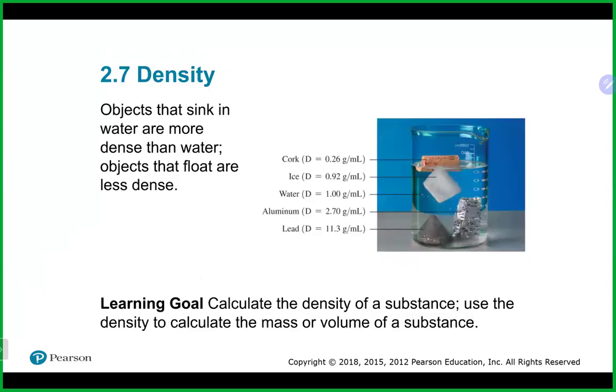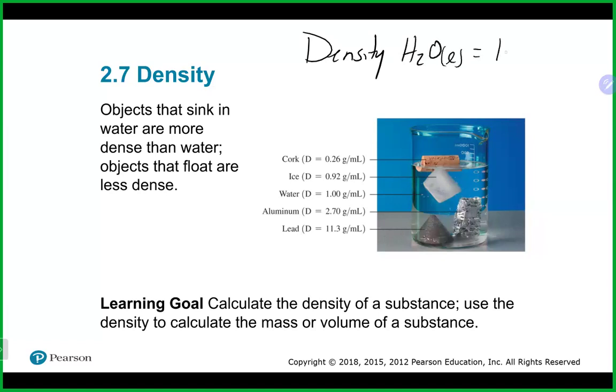The last thing we're going to talk about is density. The density of an object is basically a property that determines, for example, whether or not an object will sink or float in water. For any substance really, if a substance is more dense than water, then it will sink. And if it is less dense than water, it will float.